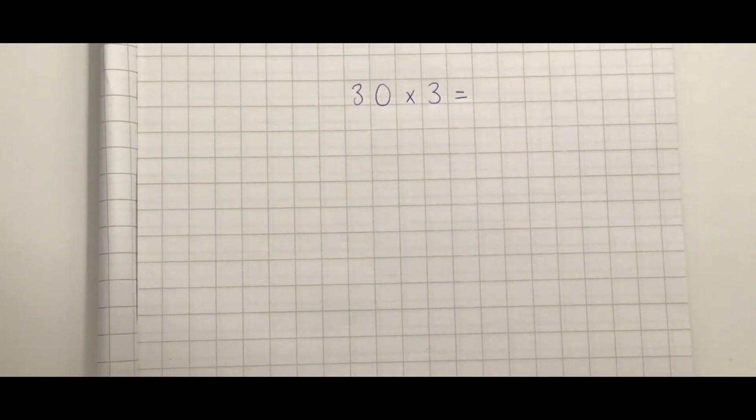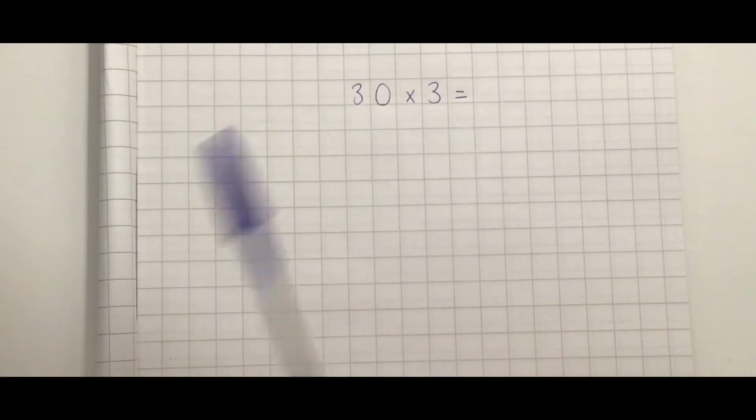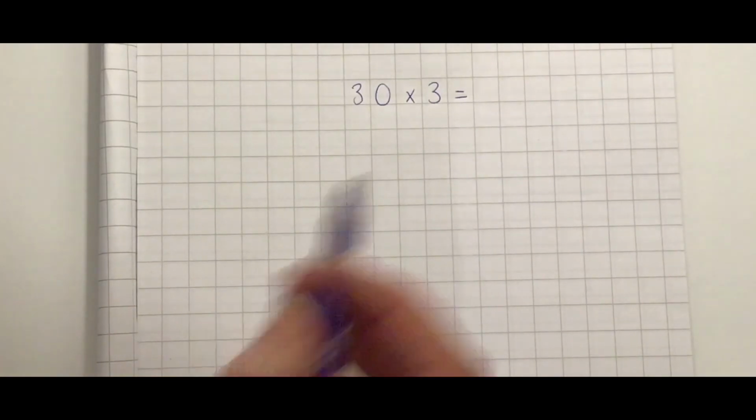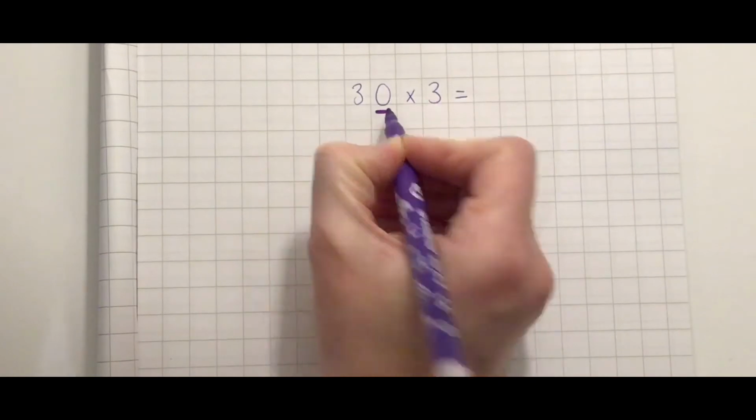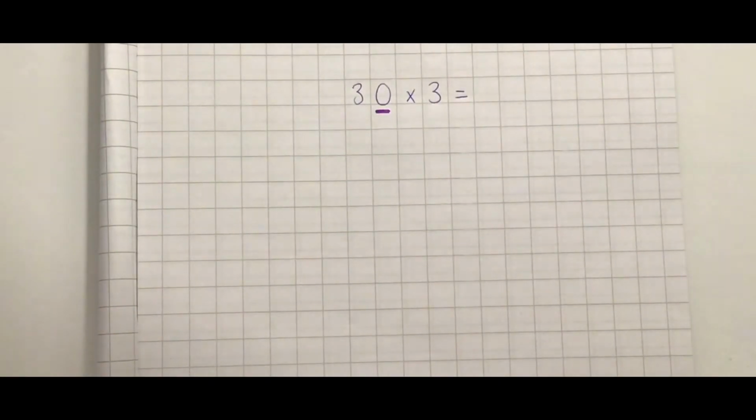30 times 3 equals. So I have my 2-digit number, which is a multiple of 10, 30, and I'm timesing it by a single digit number, a 1-digit number, which is 3. So I know I'm going to need to use my multiplication facts for the 3 times tables. Okay, so to start off with this question, we're actually going to ignore the 0 in 30, and I'll explain why shortly. We're going to need to draw our wizard's hat.